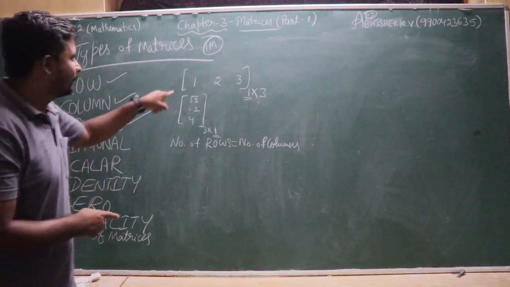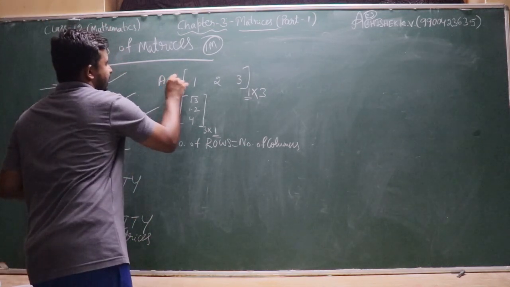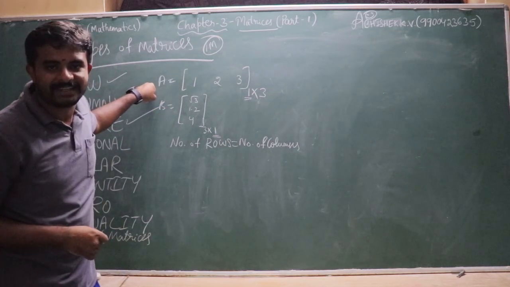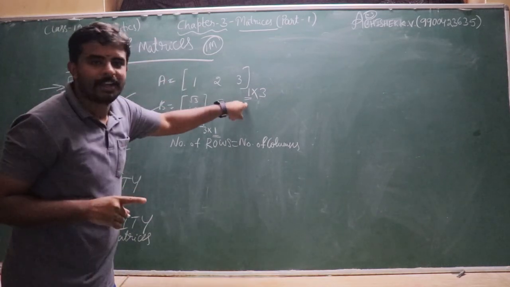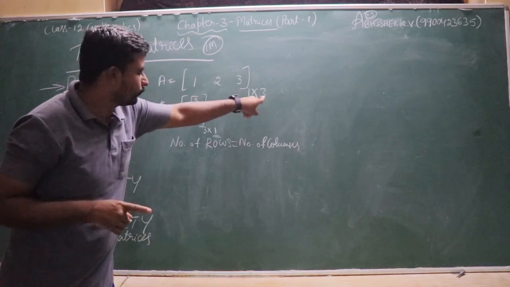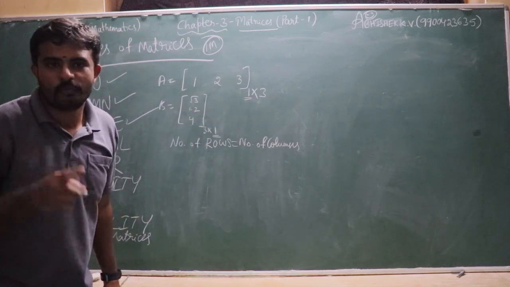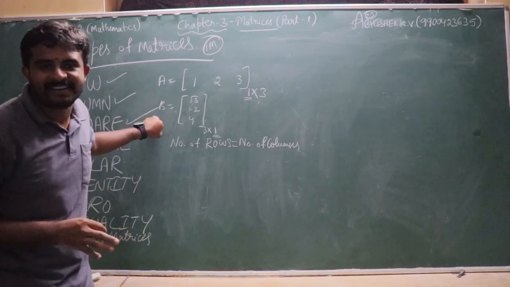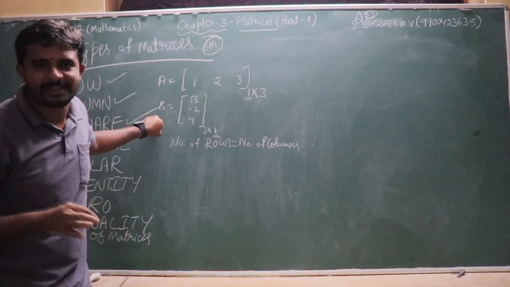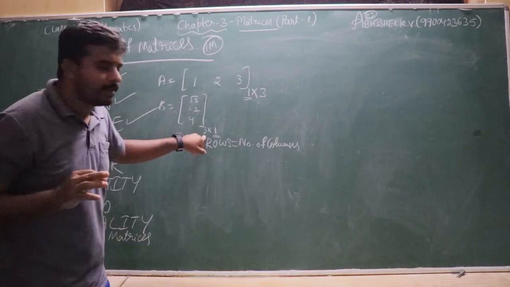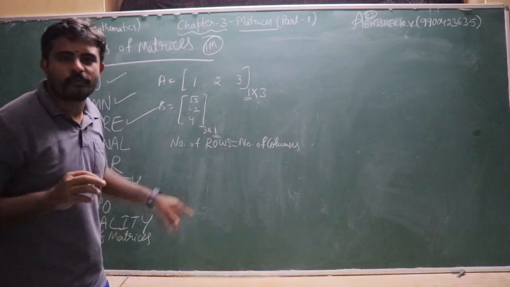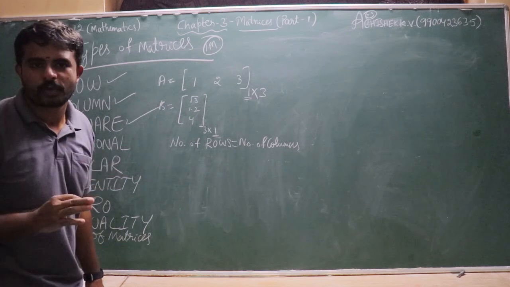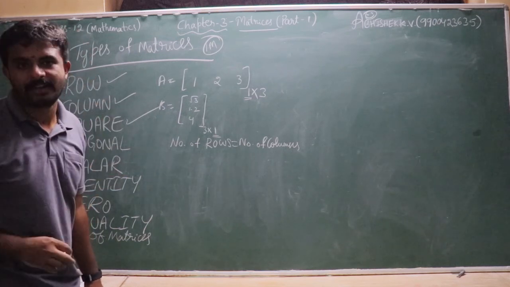My question is, if I consider this as A, is A a square matrix? Answer is no, because number of rows 1, number of columns 3, 1 not equal to 3, therefore it is not a square matrix. Is matrix B a square matrix? Again no, because number of rows 3, number of columns 1, 3 not equal to 1, therefore that matrix is not a square matrix.